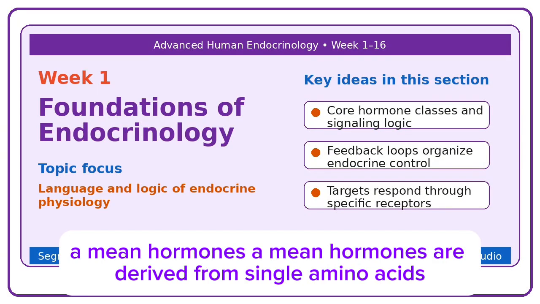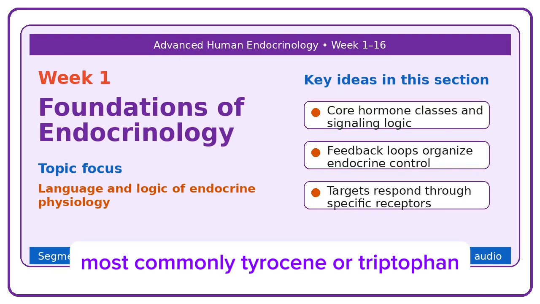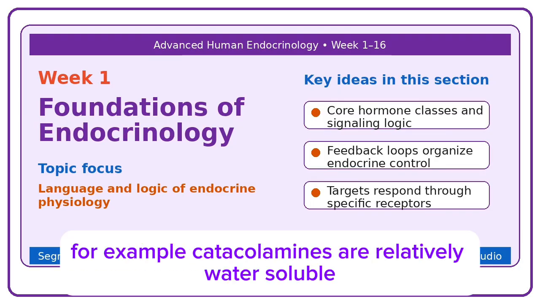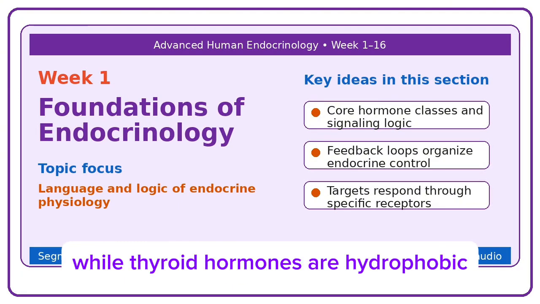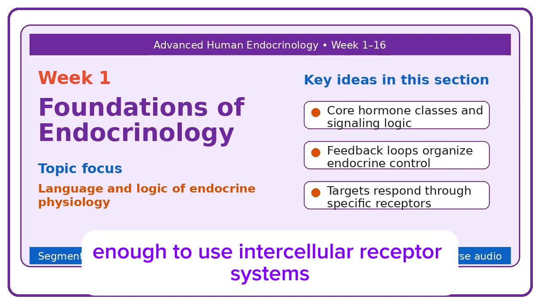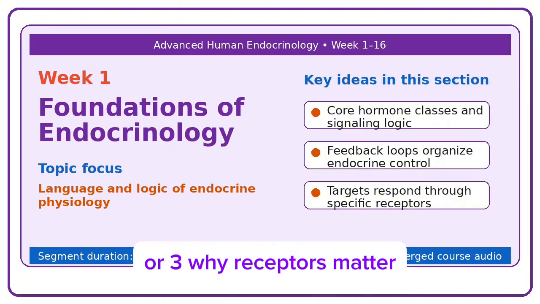C. Amine hormones. Amine hormones are derived from single amino acids, most commonly tyrosine or tryptophan. Their behavior depends on structure. For example, catecholamines are relatively water-soluble and act through membrane receptors, while thyroid hormones are hydrophobic enough to use intracellular receptor systems.